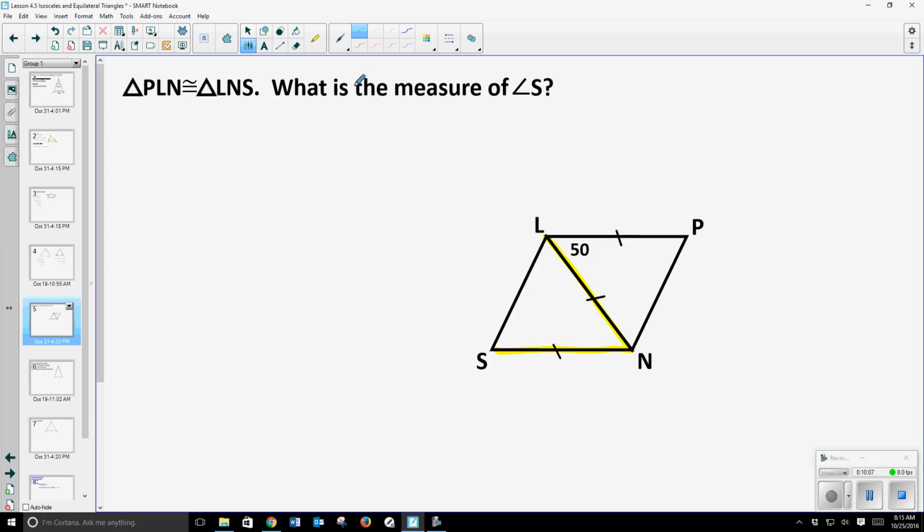How do you know that? What is it? We don't know that LP's parallel to SN. They're both the vertex angles of the isosceles triangles. Okay. And the triangles are congruent. That's what I'm looking for. The triangles are congruent to each other. You can still have two isosceles triangles that have the same length measures and have different angles here and here.